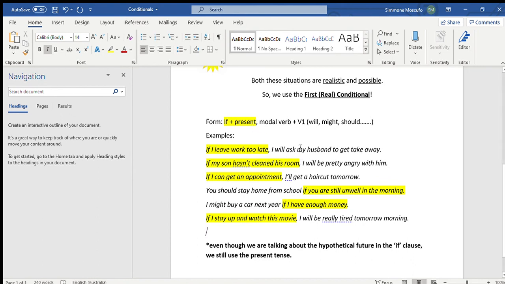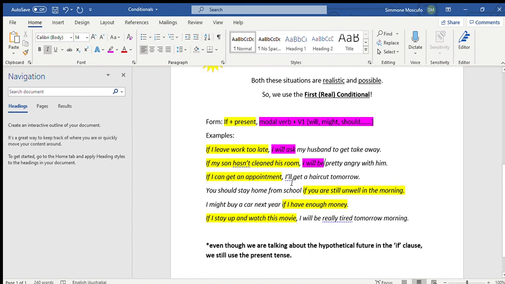All right, so the second clause, we use a modal verb, okay? All right, so this one I'm going to highlight in pink, okay? So you can see here, if I leave work late, I will ask my husband to get takeaway. All right, so we use a modal verb. So will is your modal verb and ask is your V1, okay? If my son hasn't cleaned his room, I will be pretty angry with him, okay? Same thing, you've got your modal verb.